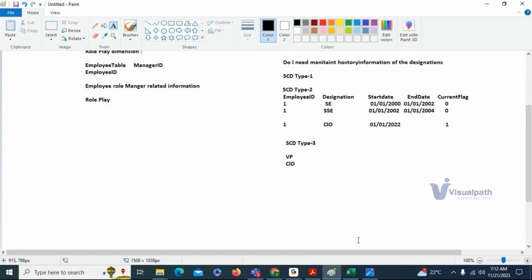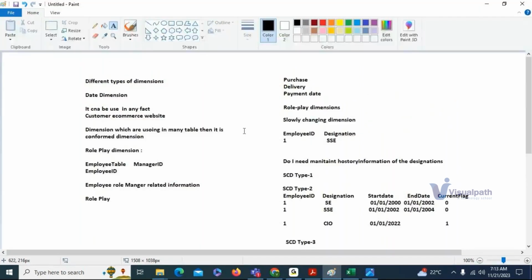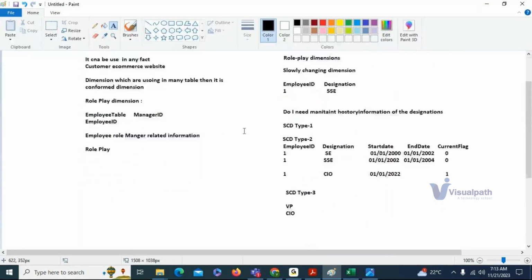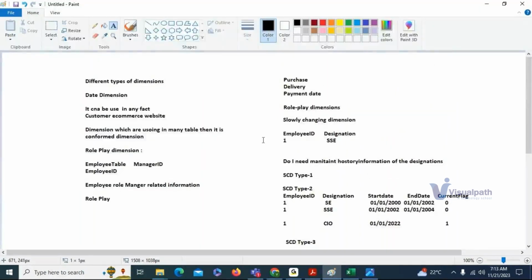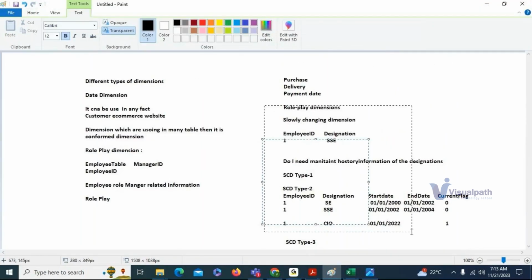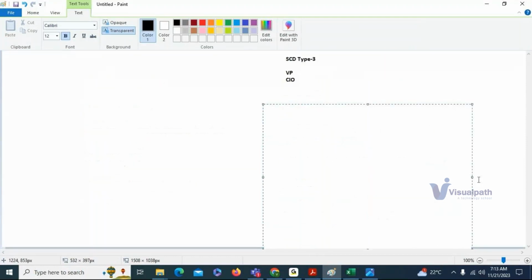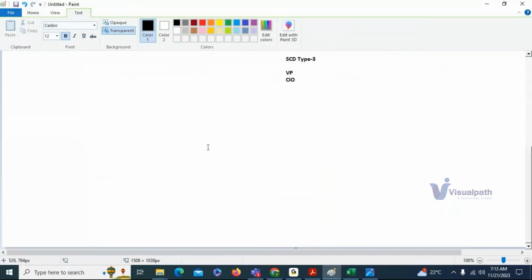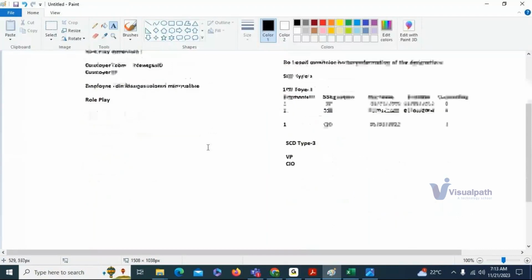So these are the different types of dimensions that we are going to cover. This is the practical thing. I will be covering it multiple times during our course. Any questions? Anybody having difficulty understanding SCD type 1 and SCD type 2?